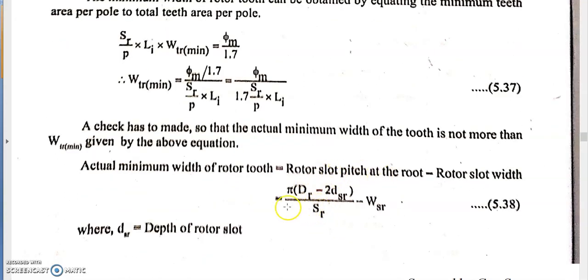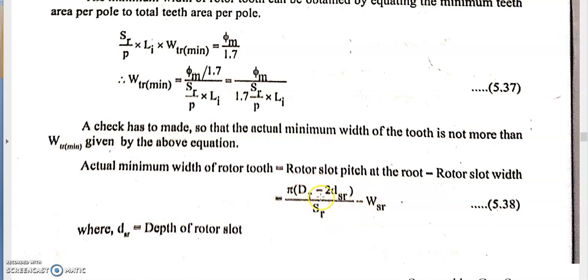The rotor slot pitch is pi D by S, the general formula to calculate the slot pitch. So here pi and D mean the rotor diameter, that is the inner diameter of the rotor. So this DR is the outer diameter of the rotor. Then we will have rotor slots. So this is the rotor slot depth. This depth of the slot we assume, and by knowing this value, 2 times the depth of the rotor slot is subtracted from the outer diameter of the rotor to get the inner diameter of the rotor. So pi D by SR is the rotor slot pitch.